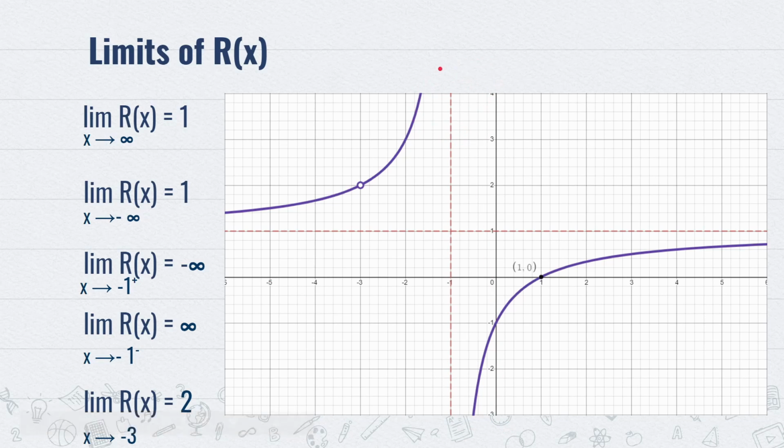And you see this hole right here? We can't forget about this one. As x approaches negative 3 from both sides, r of x approaches 2.